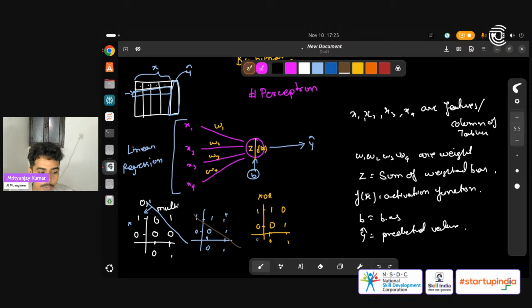So what we have to do, we have to draw multiple lines. One line will be this, the second line is going to be this. So this is complex, and that problem is not solved by the perceptron. That's why something new called MLP came into the picture.